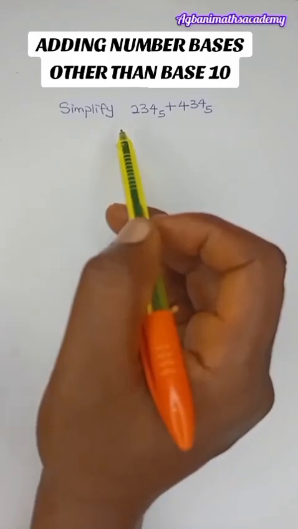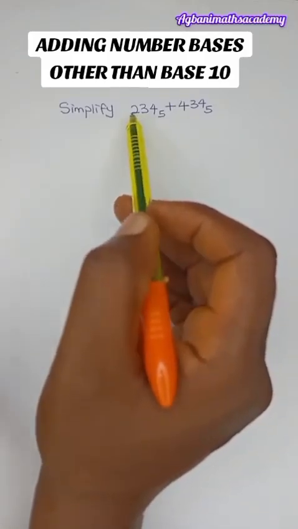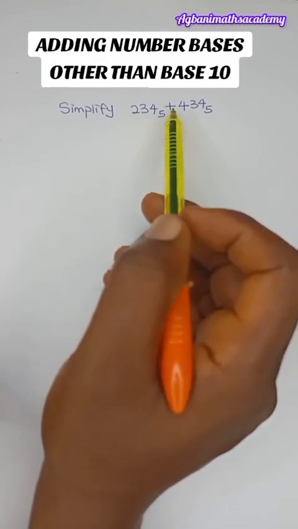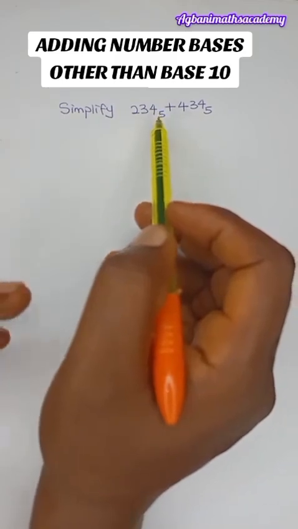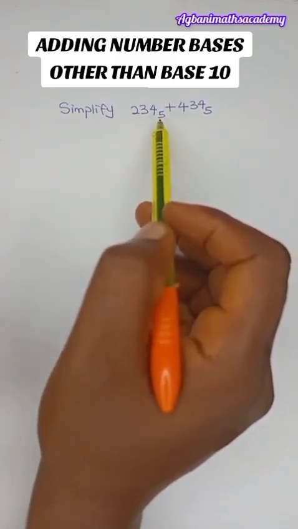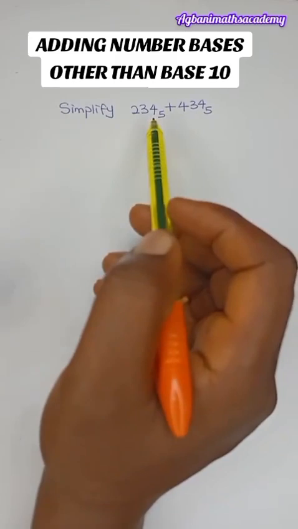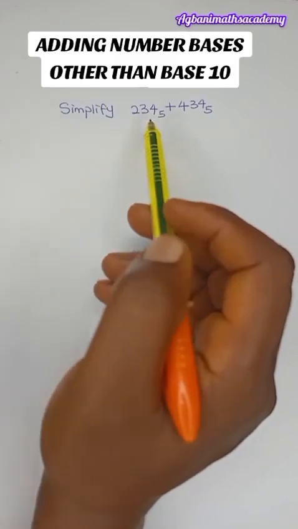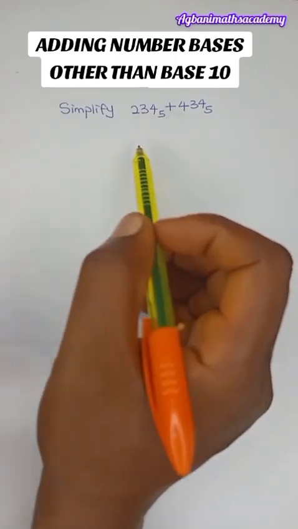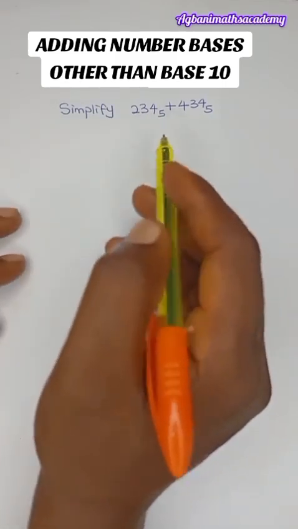Hi guys, let's look at this simple question that we have here. We're told to simplify 234 base 5 plus 434 base 5. So the most important thing we need to take note of here is we are working with base 5. If we were working with base 10, this would be a very simple question to solve. But in this question, we are working with base 5, so there's a little bit of difference. So let's solve together.